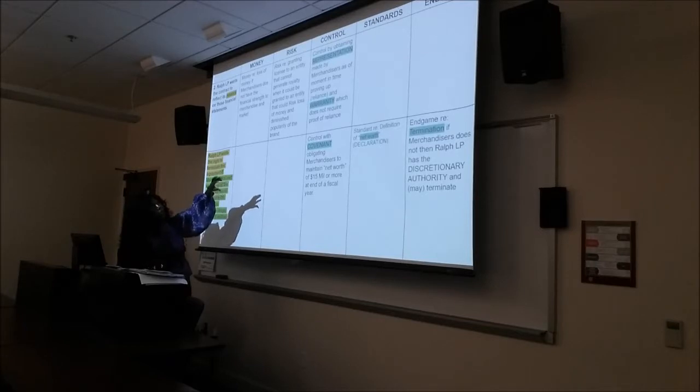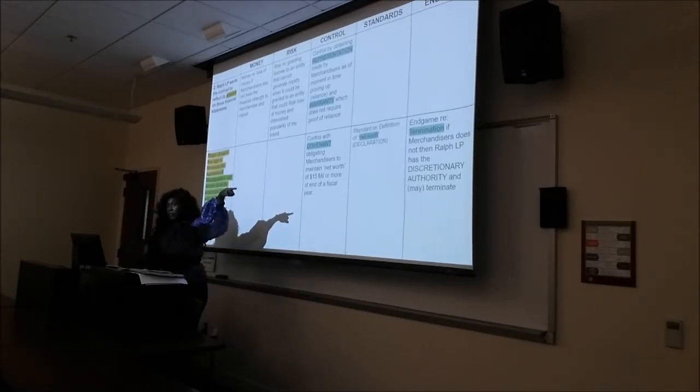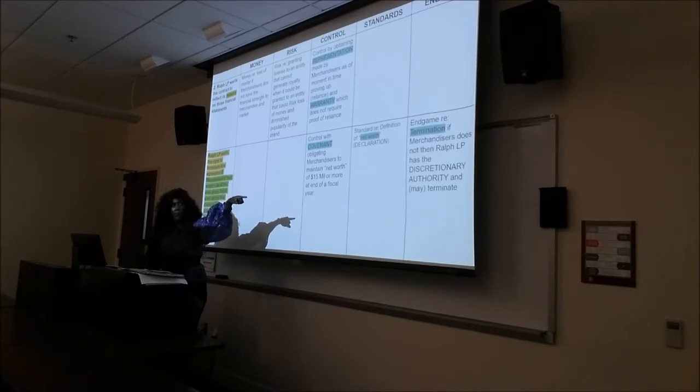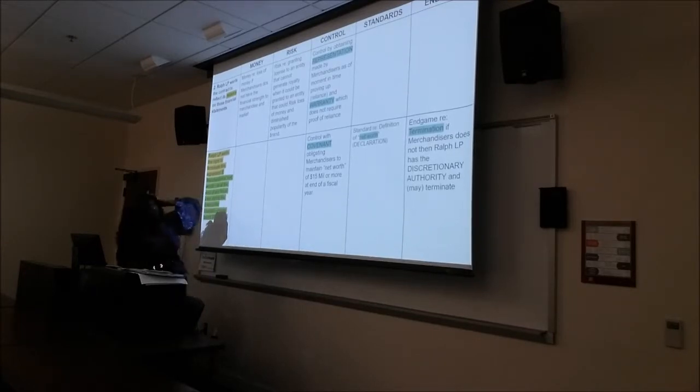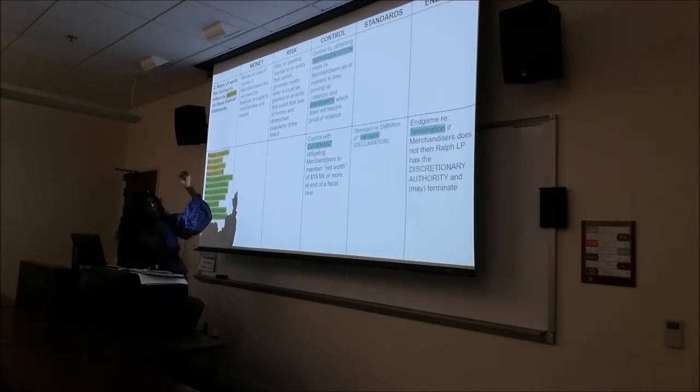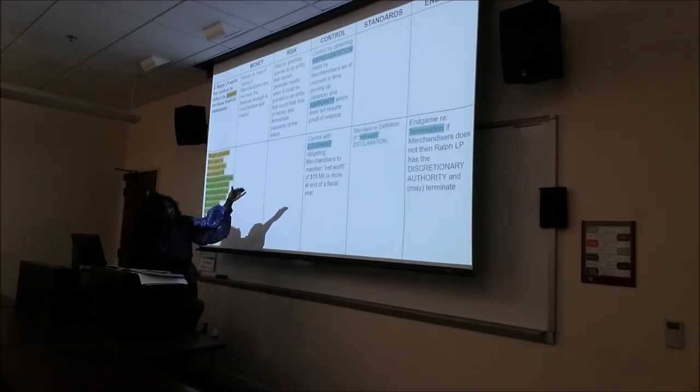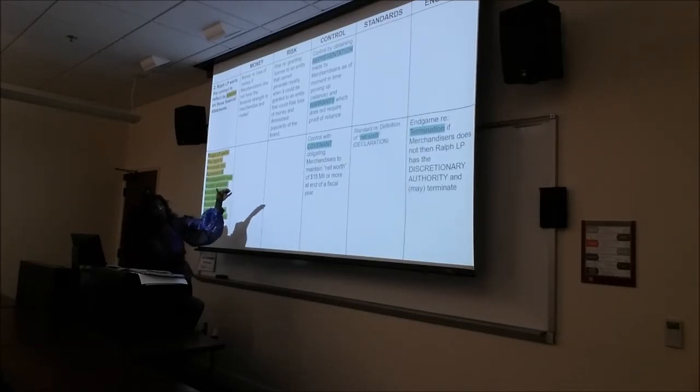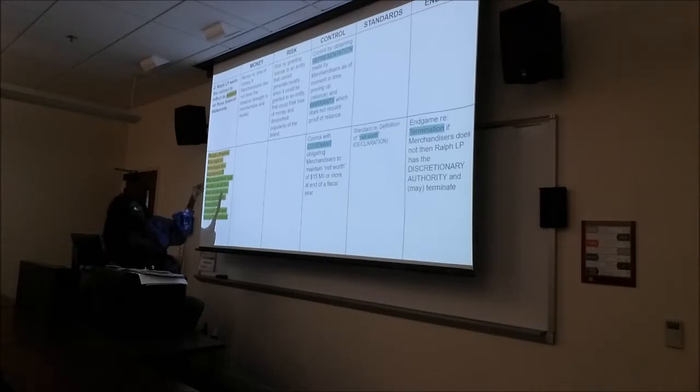So see, this is how I put it all together. When we talk about termination, when you use the word terminate, that's always going to mean end game. It could be a possible end game termination if merchandiser does not, then Ralph LP has a discretionary authority and may terminate. That's end game.